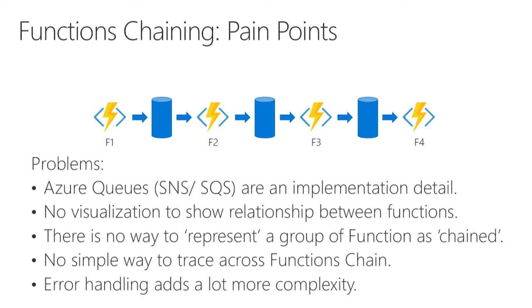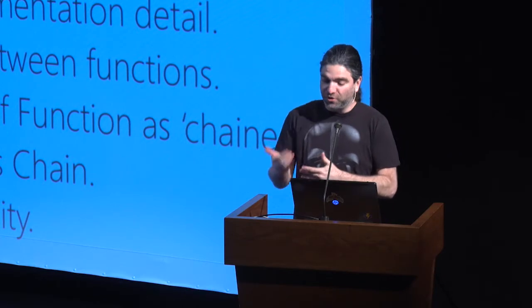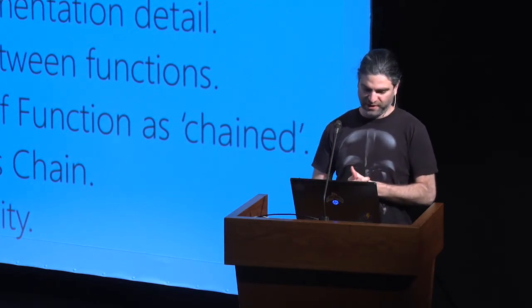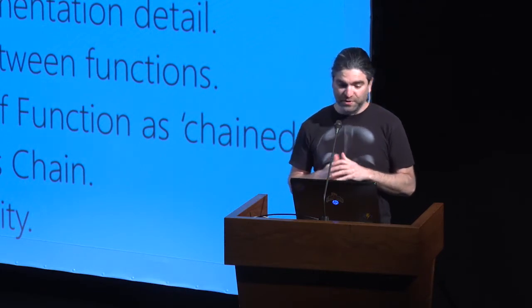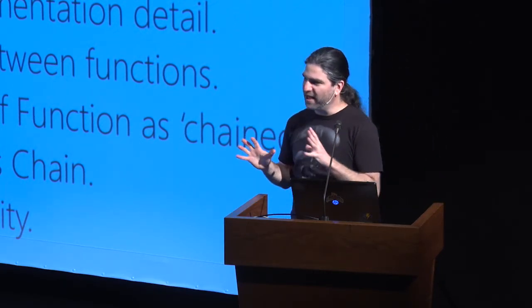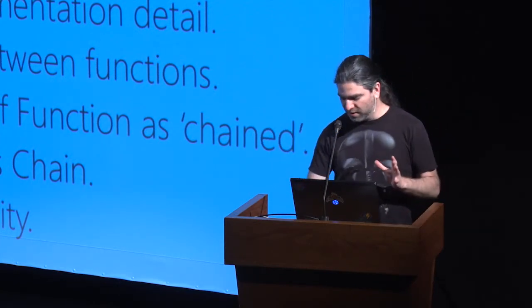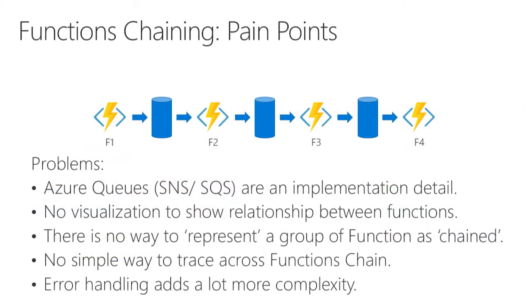The problem that you get from here is this. The Azure queues, those blue cylinders, are basically implementation details. If you look at AWS, you get SNS and SQS. Same thing. Those are implementation details that you are forced to use. There's no visualization to show a relationship, and there's no way to present a group of functions that's chained. Now, before you tell me, hey, but there's cool stuff like Logic Apps and Step Functions, I know, there is a slide, right? But just bear with me for a second.